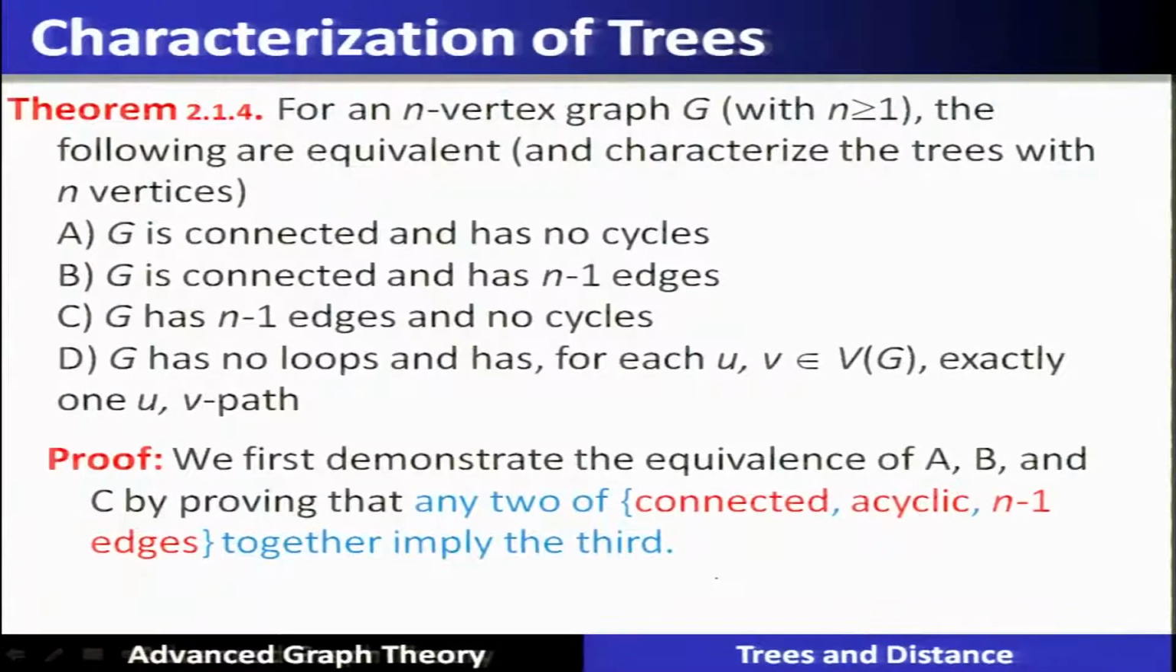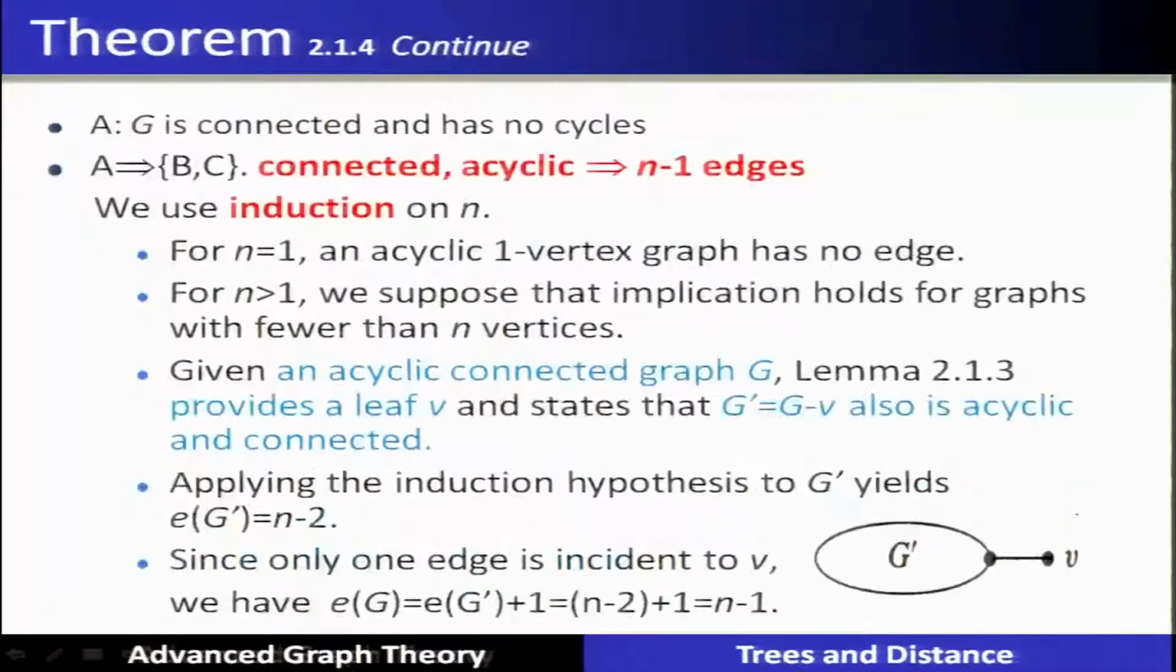So, the proof. First, we will demonstrate the equivalence of A, B and C by proving that any two of these three properties, connected, acyclic and n-1 edges, imply the third one. Out of these three, if we pick any two of these properties, then it will imply the third one, and that is how the equivalence of A, B, C will be proved. Let us see the first theorem.